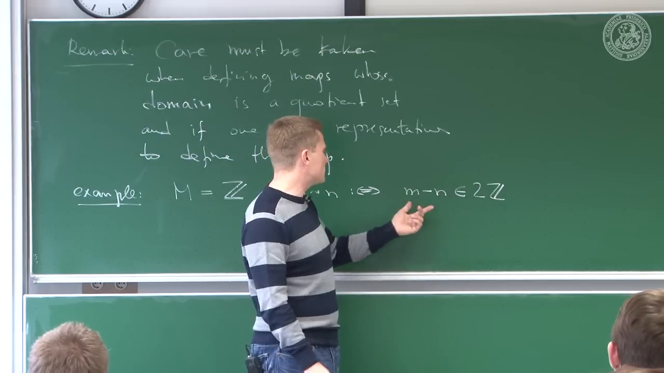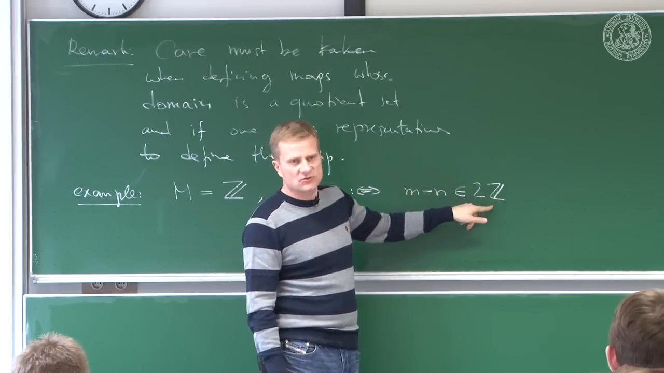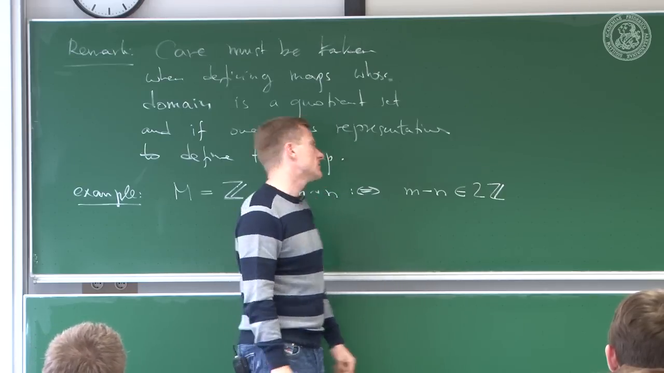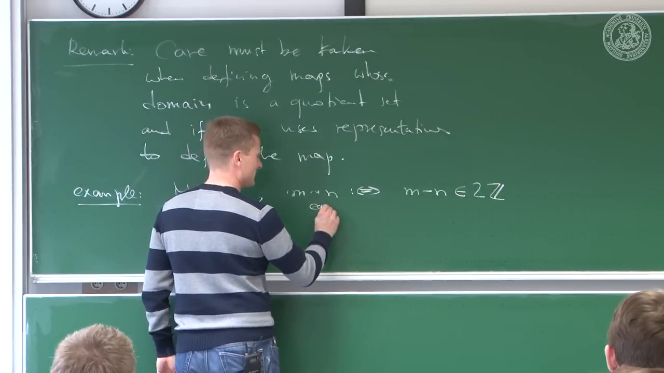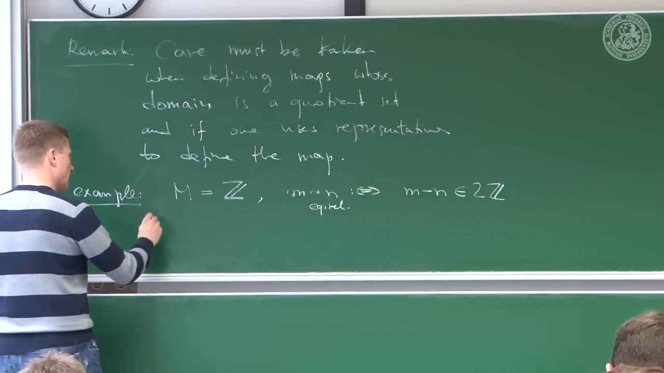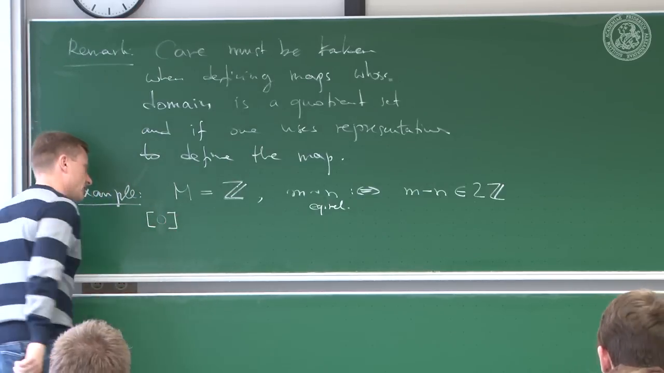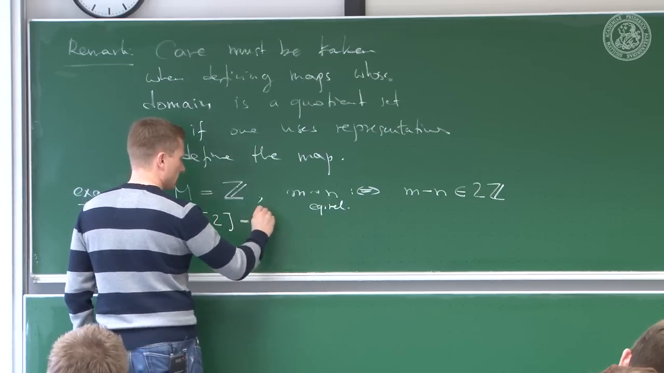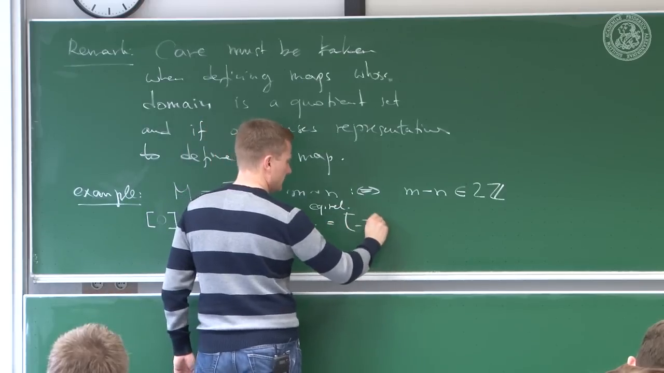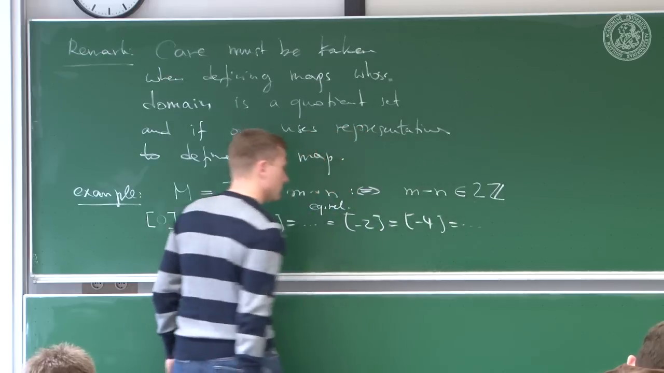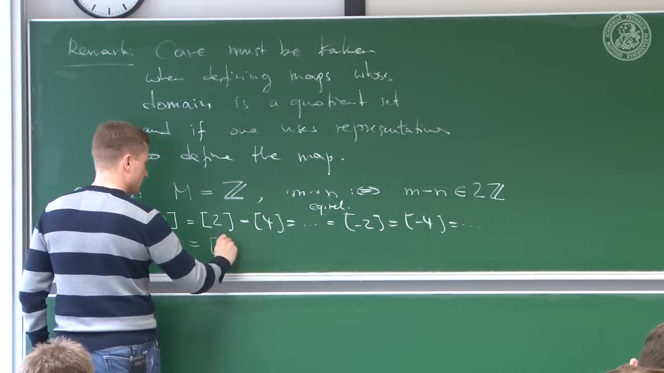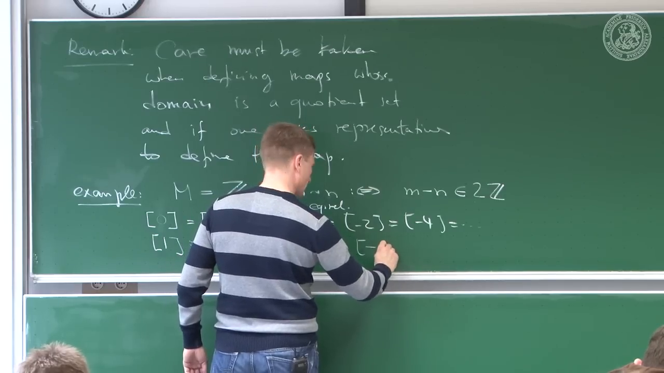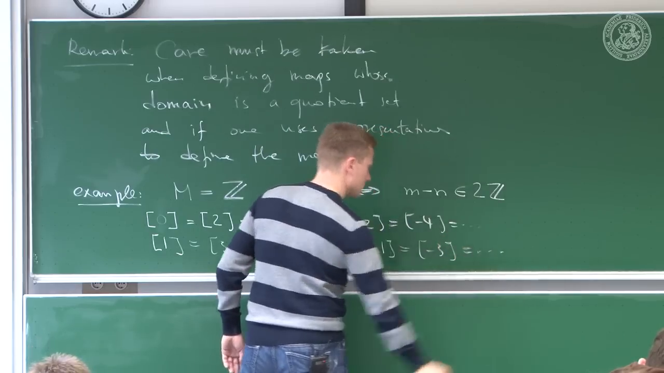Good. Is it symmetric? m minus n in 2Z. What about n minus m? Well, it's also then in 2Z because just the sign changes, and the transitivity is also given. Okay, so this is an equivalence relation. And if it's an equivalence relation, we can ask ourselves, what is the equivalence class of 0, say, which lies in Z? The equivalence class of 0 is, of course, 2, 4, and so on, but also minus 2, minus 4, and so on. And the equivalence class of 1 is 3 and 5, and also minus 1, minus 3, and so on.